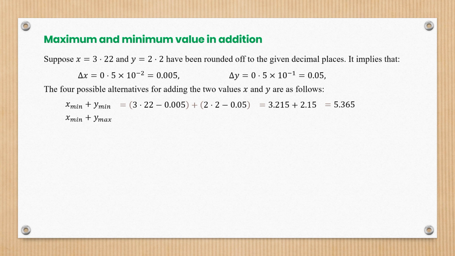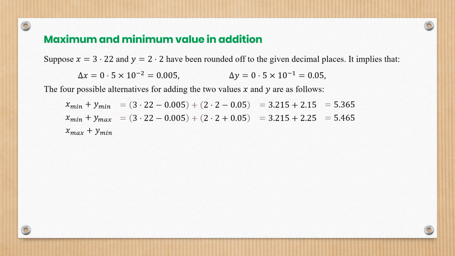Now let's look at another alternative. We can have x minimum plus y max. To get x min we shall also have 3.22 minus 0.005, but now to get y max we shall not subtract this, but we shall now add its error. So we shall add 0.05, of which we shall get 3.215 plus 2.25, which shall give me 5.465.